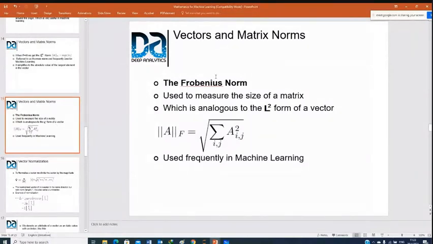And then we've got what we call the Frobenius norm. The Frobenius norm is used to measure the size of a matrix, which is analogous to the L2 norm of a vector. So this is the formula for the Frobenius norm. It is also used frequently in machine learning. So when we're now doing support vector machines, K nearest neighbor, K means, we'll then look at the different types of norms which are used to derive those machine learning algorithms.